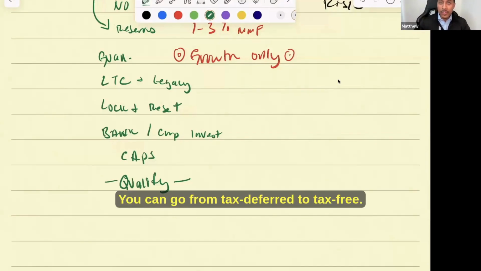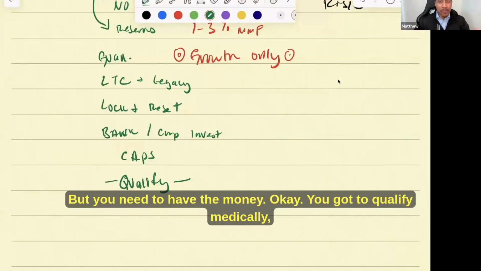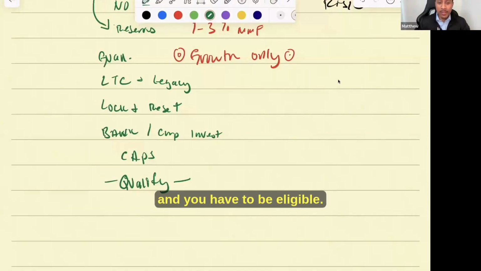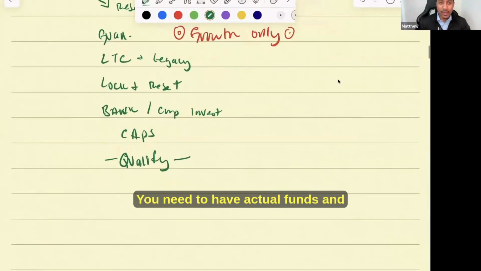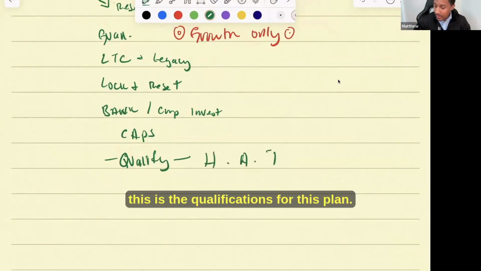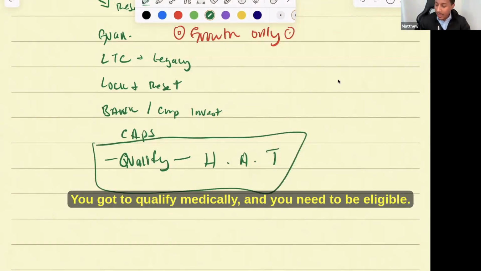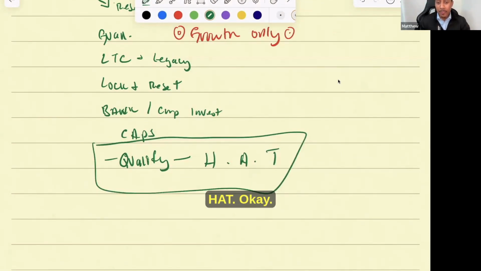Now there are conversions. You can go from tax deferred to tax free. That's our migration strategy. But you need to have the money. You've got to qualify medically, and you have to be eligible. You need to have actual funds and enough time to put the money into it. So time as well. That's called HAT. This is the qualifications for this plan. HAT: habit, ability, time.